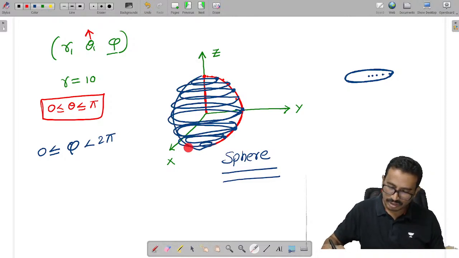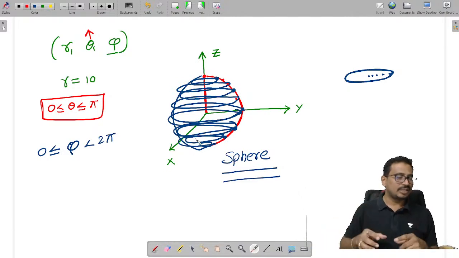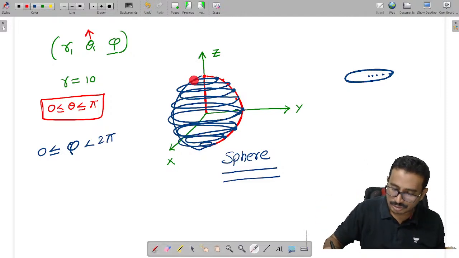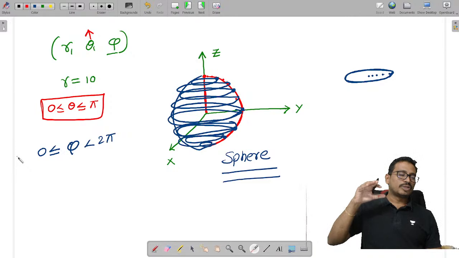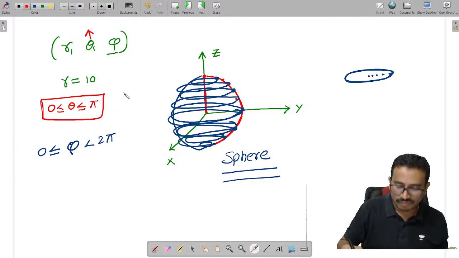This part also will come. Yes or no? Tell me, you will get the full circle. But this left semi circle, half circle, we are forming with the phi condition only, isn't it? Then that means with 0 to pi only I am able to form one full sphere.